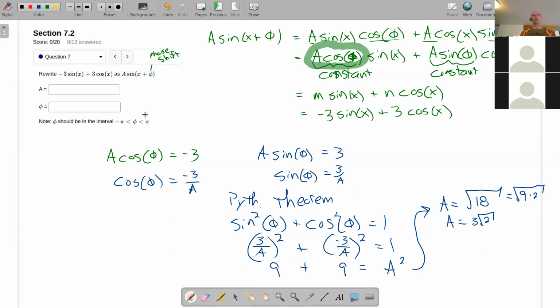Next thing I need to do is find the value of phi here, and I could use either the sine or the cosine to do that. Let's think about this. Here they say that phi has to be between negative pi and pi.